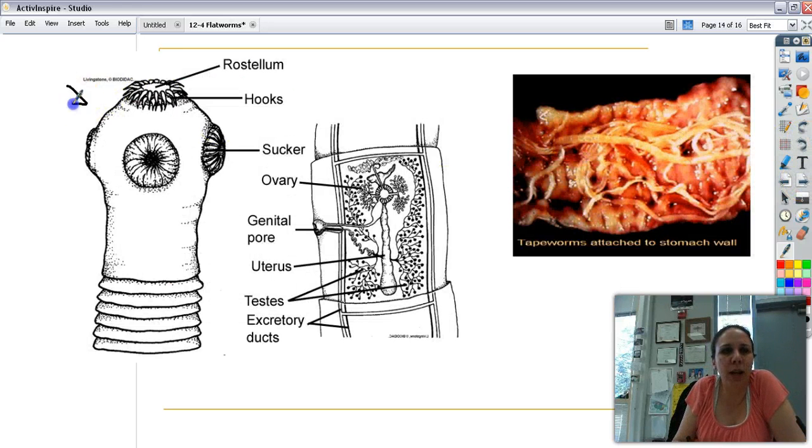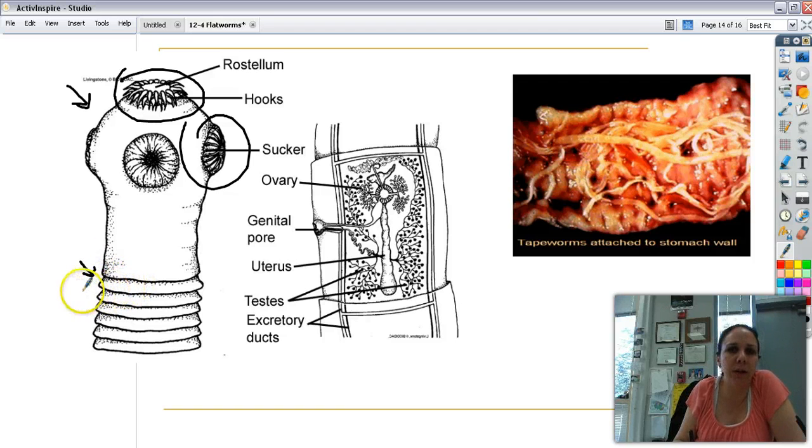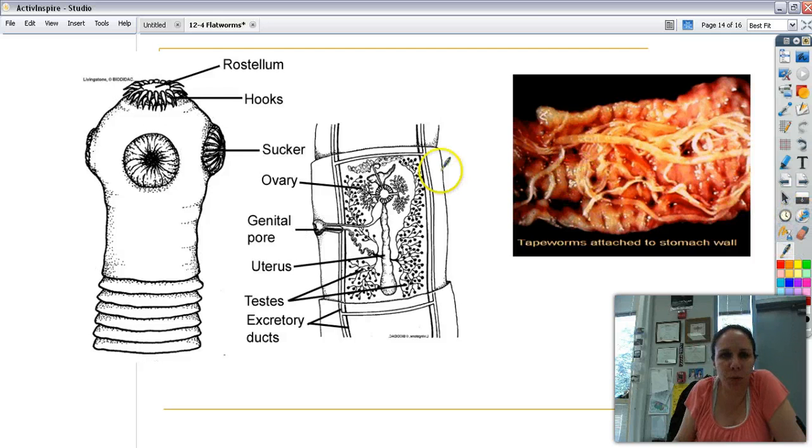Here is the scolex of a tapeworm. You can see these are the hooks on top. These are the suction cups on the side. And you can see closest to the head are the youngest proglottids, so they're not really developed. The further down the body you go, then you get the developed ones. So one of these is a proglottid, and you can see inside it has a little hole called the genital pore where both male and female parts reside.